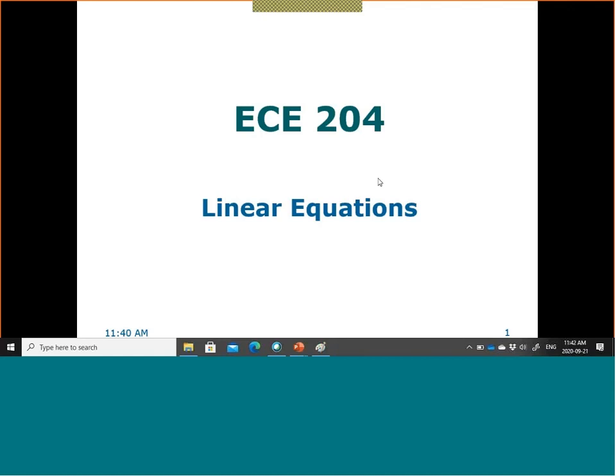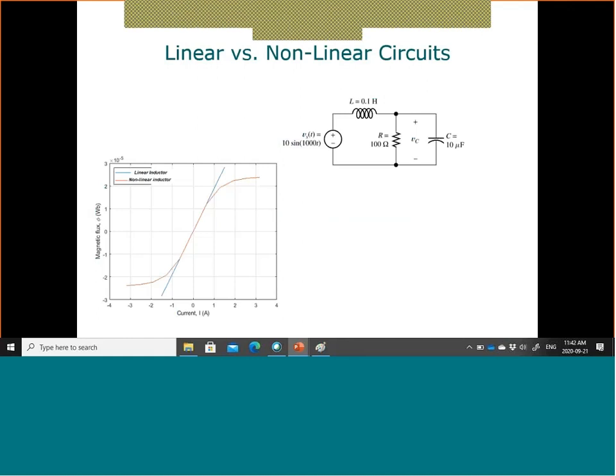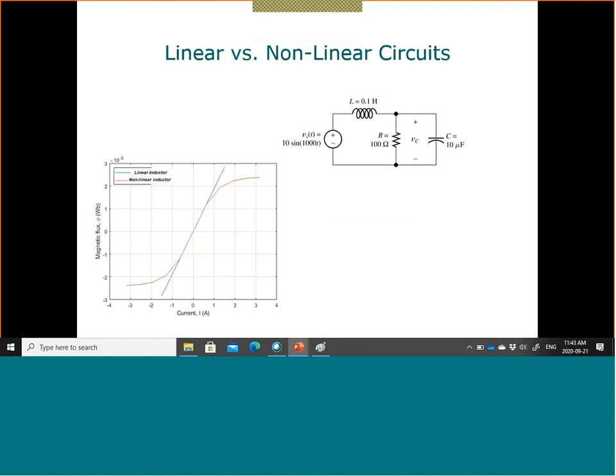We are talking about linear circuits, okay? Because there are linear and non-linear circuits. Whatever you studied so far, you studied linear circuits, meaning that the relation between the voltage and the current of the resistance is a straight line. The relation between the flux and the current in the inductor is a straight line. The relation between the voltage and the charge in the capacitor is a straight line. So this is a linear circuit. This is what we used to do.